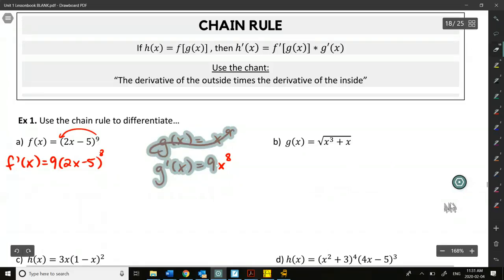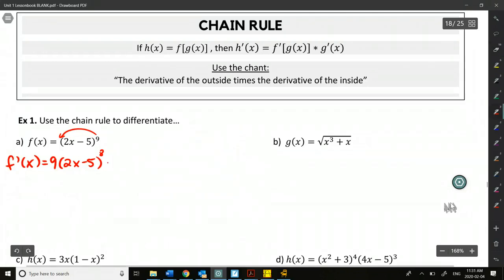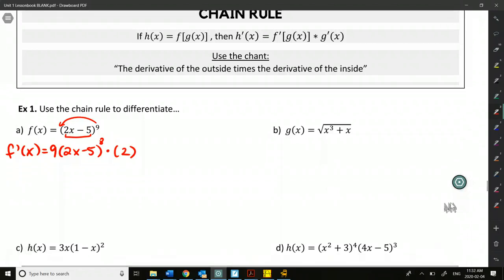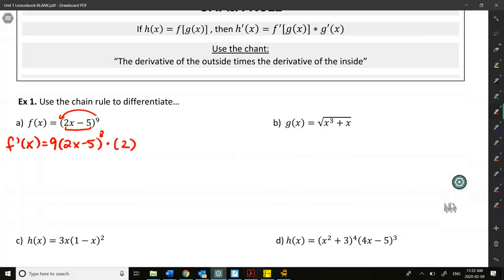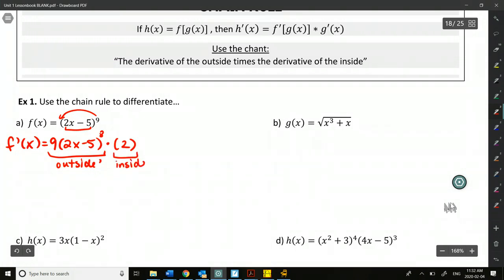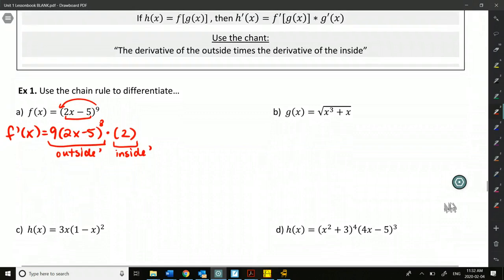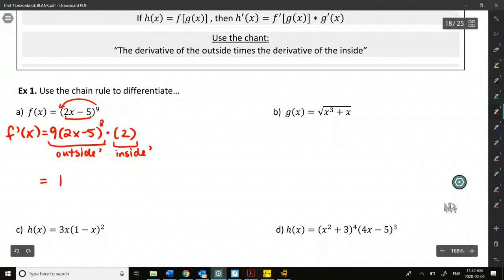So I'm just going to erase this. What we have to do is multiply by the derivative of the inside of this function. And that's going to be the derivative of 2x minus 5. So we'll multiply by 2. Oh, that's to the power of 9? No. Okay, so it's just times the derivative of the interior of that function. So this is the derivative of the outside, consider that the outside prime, and this is the derivative of the inside. Then I'm just going to multiply 2 times 9. So it'll be 18 times 2x minus 5 to the exponent 8.